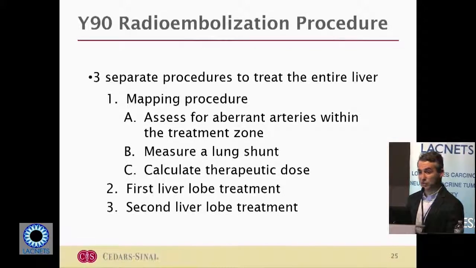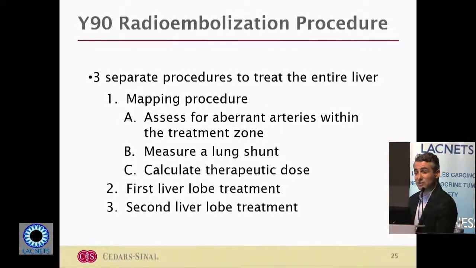And what we also do during the mapping procedure is inject a small test dose of radiation into the liver, and then we do a scan after the procedure to detect where that radiation goes. We want to make sure that the radiation stays in the liver. If the radiation goes to the lung or to the bowel, we know we have a problem, and we calculate a shunt of the radiation particles. If there's too much going to the wrong place, we may elect to avoid the procedure because it's not safe.